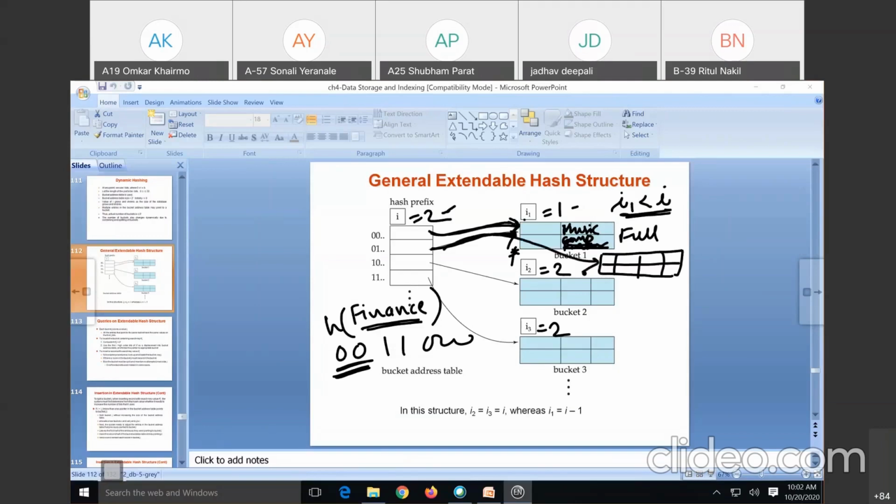Then in that case, what do we need to do? Add this record here. There is space. Finished. Okay. Now, another case.